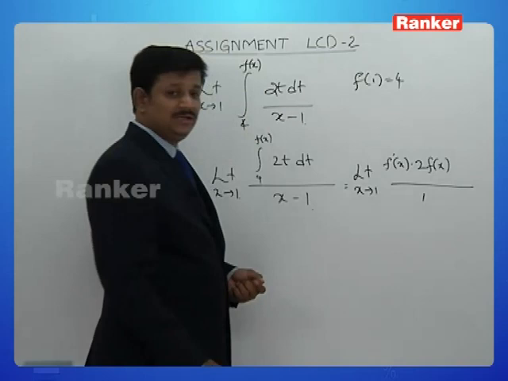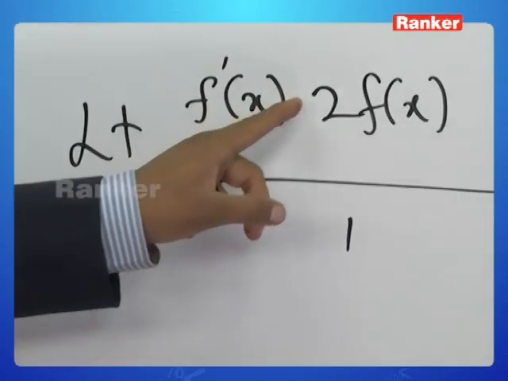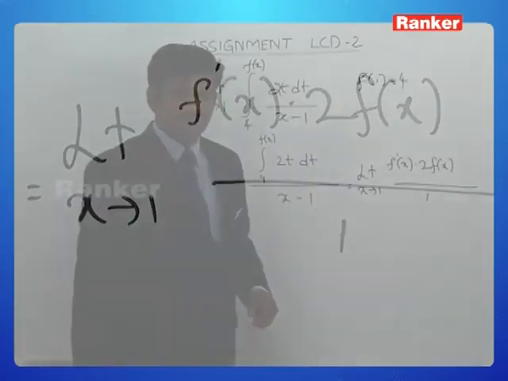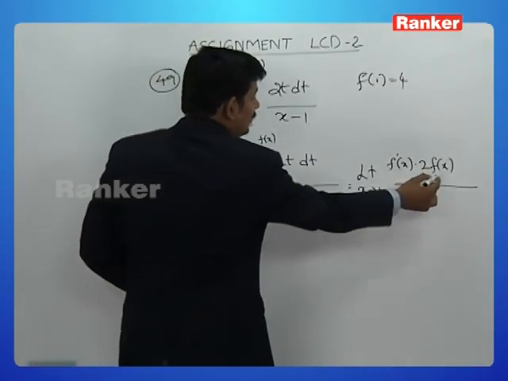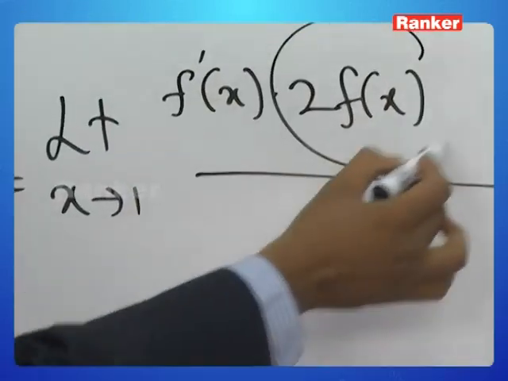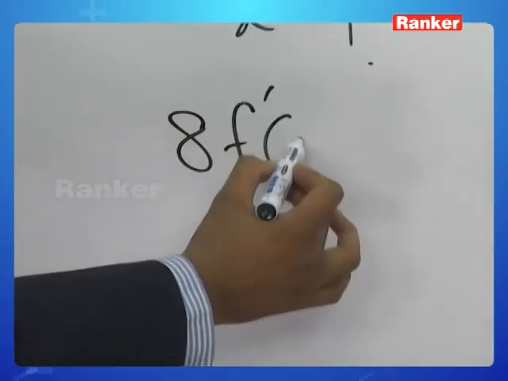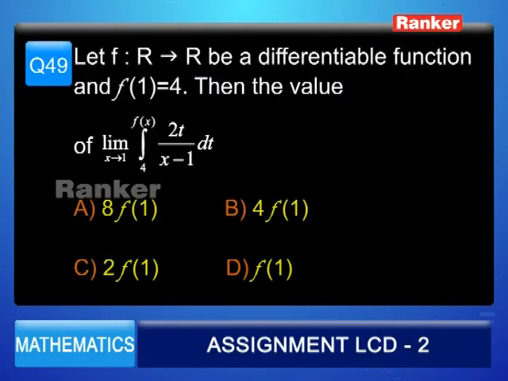So, our limit is now the limit as x tends to 1 of f dash of x into 2 into f of x. As x tends to 1, f of x tends to f of 1, which is 4. So, this number is 8. 8 into f dash of 1 will be our answer. So, the answer is 8 into f dash of 1, which is answer A.